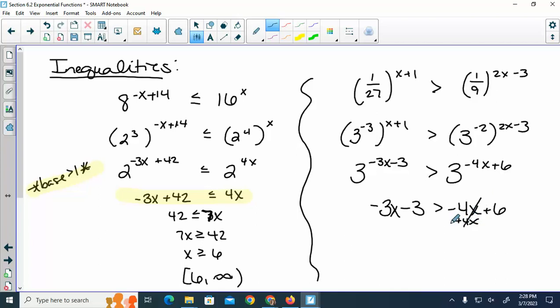We add the 4x. Add 3. And the x is greater than 9. Yep. How would I write that? 9, infinity.